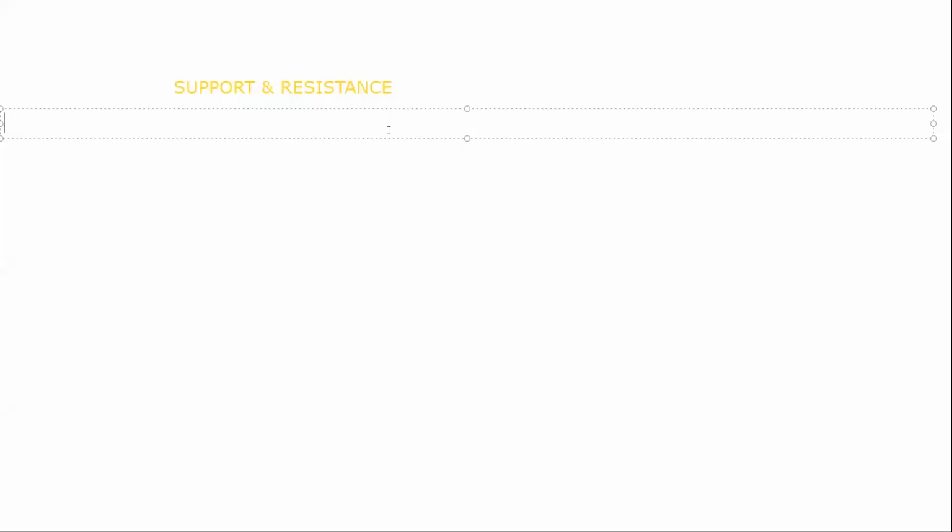So moving on, we want to talk about support and resistance. When the market moves, it creates what we call support and resistance areas.